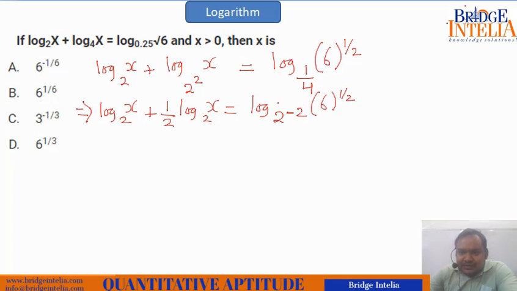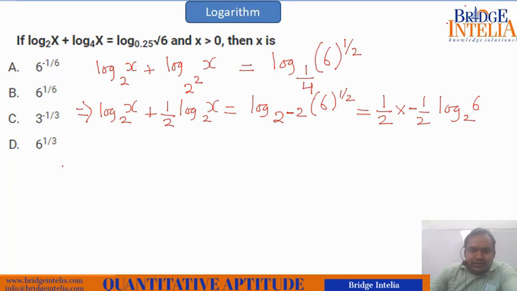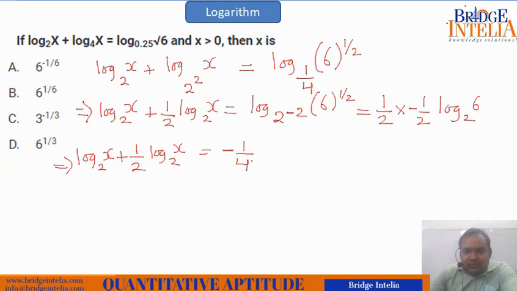So this, when taken outside, will become half to be multiplied, minus 2 to be taken as reciprocal, and then log 6 to the base 2. So this means log x to the base 2 plus half of log x to the base 2 is equal to minus 1 by 4 log 6 to the base 2.